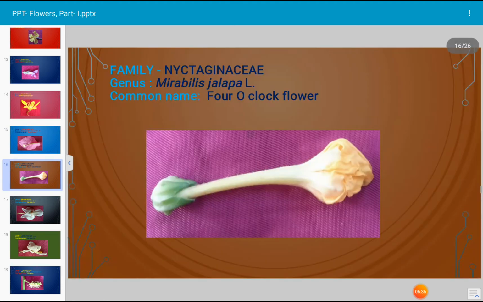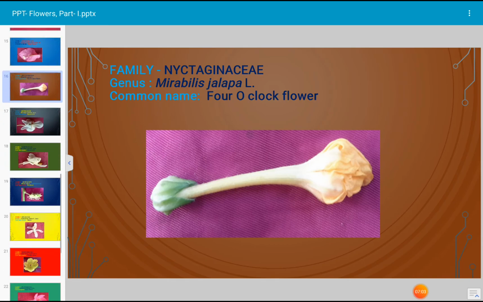Next, this is the flower of Mirabilis jalapa. It has closed, and its common name is four o'clock flower because the flowers open at four o'clock, and in the morning all flowers close up. This flower photograph was taken in the morning, and its family is Nyctaginaceae.